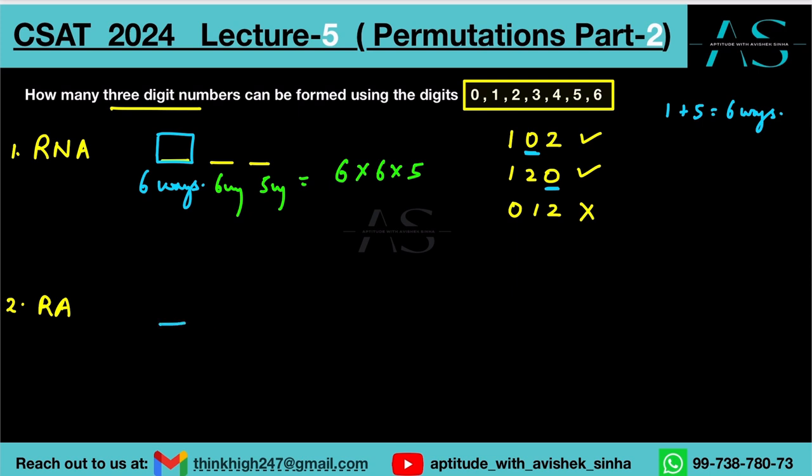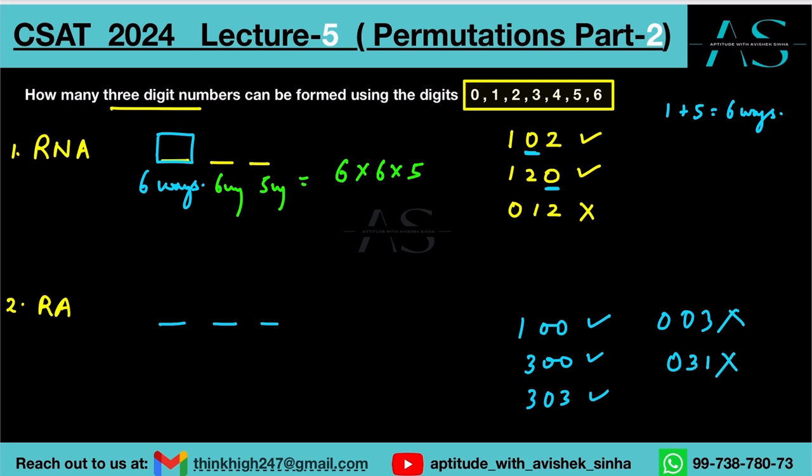Now, repetition of digit is allowed. You are allowed to repeat the digits. So we can have 100 as our 3-digit number, or 300, or 303 as our 3-digit number. But we cannot have 003 as our 3-digit number. Right? We cannot have 031 as our 3-digit number.